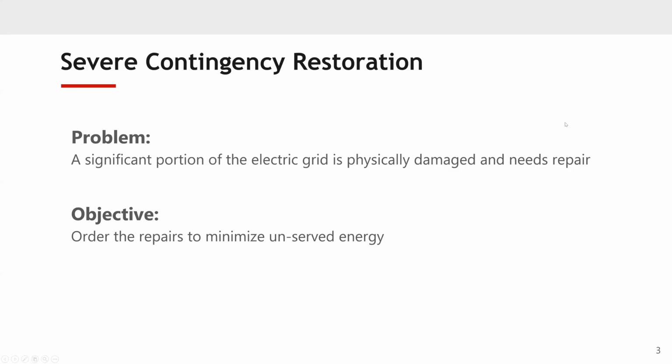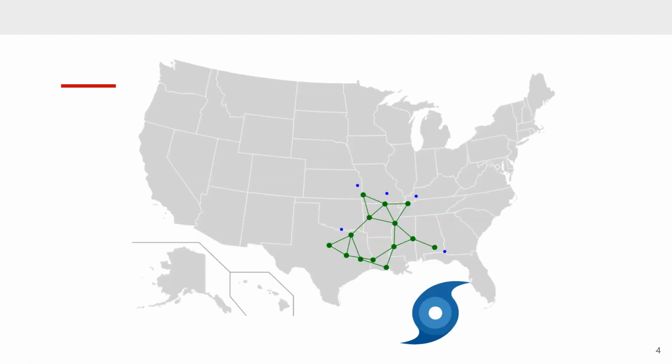What we're looking at are severe contingency restoration problems, where there's a significant portion of the electric grid that is physically damaged and needs to be repaired. The objective here is to order those repairs to minimize the amount of unserved energy in the system. So this is the total load that's not being served, as well as the amount of time that that power is not being delivered.